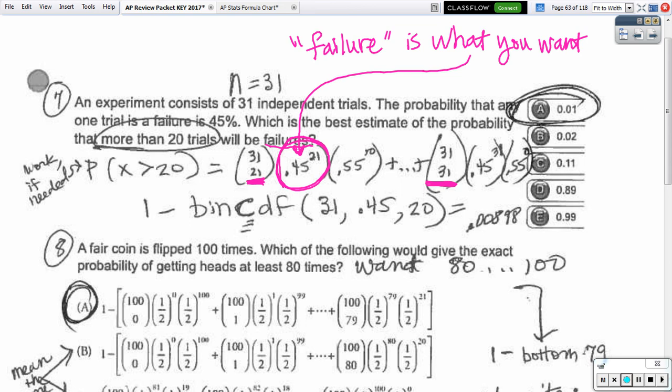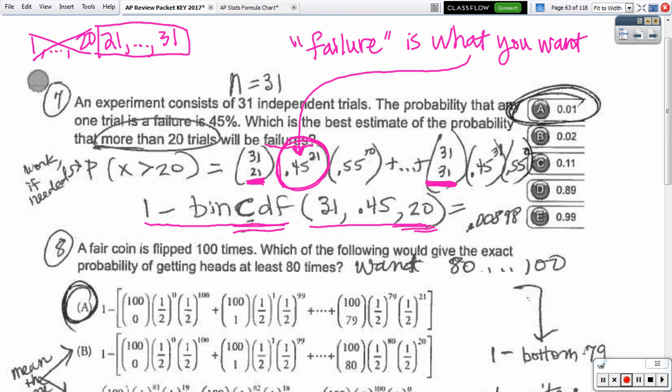All right, so calculator-wise, if I want 21 up to 31, then I do not want the bottom 20. So that is what I will take off. So that is why, calculator-wise, it's 1 minus the accumulation, 31, comma 0.45, take off the bottom 20. There's how you get your answer.